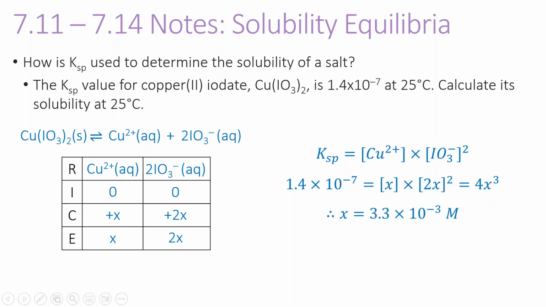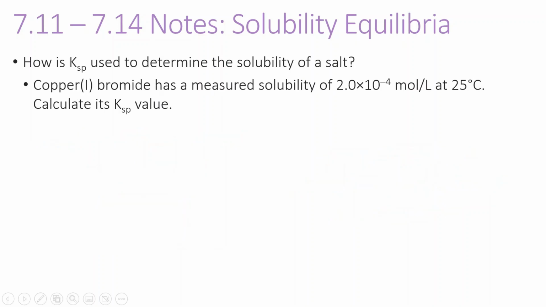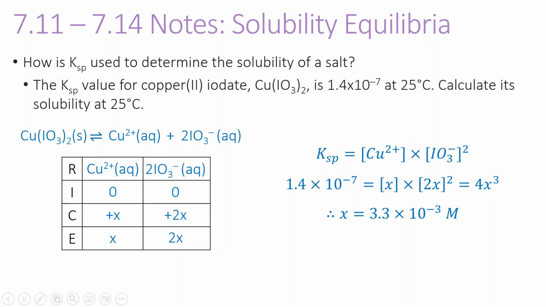So we can do a little bit of math here. We'll need to divide by 4 and take a cubic root. But we get the concentration here of this compound at 25 degrees Celsius. So this is how much copper, and twice that value would give us the amount of iodate that actually has formed. So we would have 3.3 times 10 to the negative 3 for copper, and then 6.6 times 10 to the negative 3 for iodate.